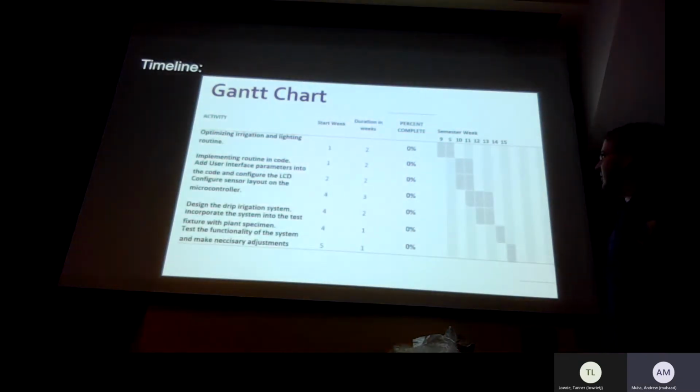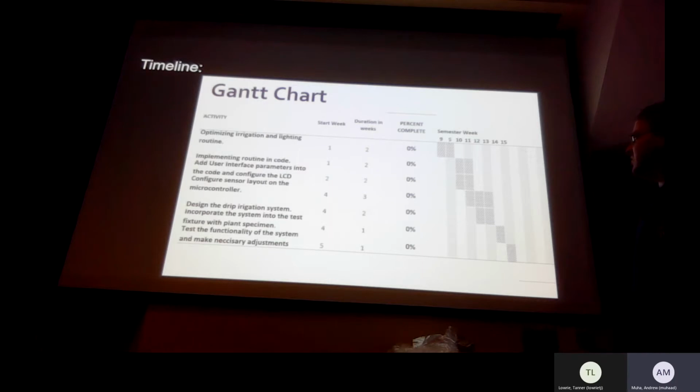For our Gantt chart, we are going to have a few different steps, which will take some time. Our first two activities will be done alongside each other, and will take about 2 weeks each. Firstly, we have to optimize the irrigation and lighting routine, which we will do by first planning out the system and how we're going to implement it. And we need to implement the routine in code. As we're working with this routine, we need to program it to make sure that it will work the way it is intended.